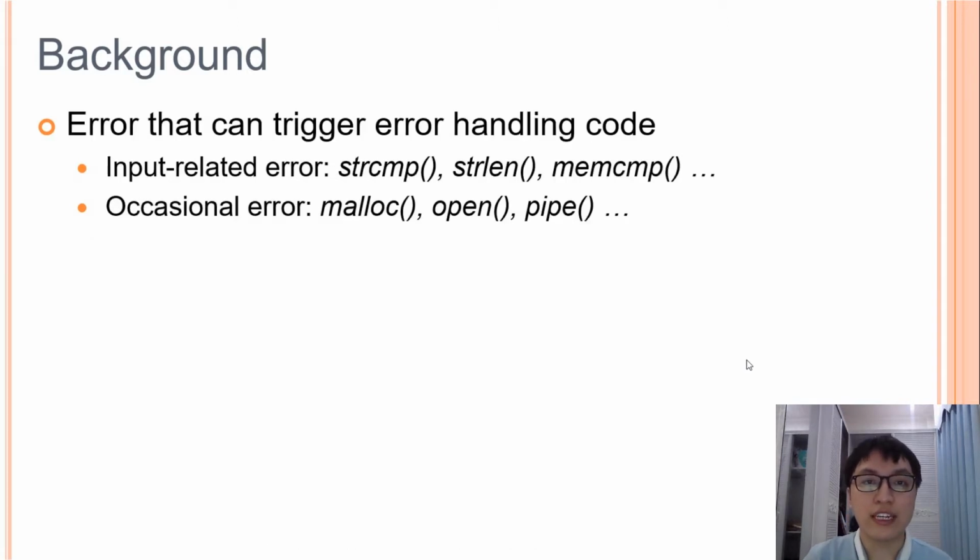To better illustrate our work, we first classify errors into two categories. One is input-related error, which can be triggered by program input. Common functions related to such errors include string compare, string length, memory compare, etc. Another one is the occasional error, whose occurrence is occasional and has nothing to do with program input. Malloc, open, pipe are common functions related to this kind of errors.